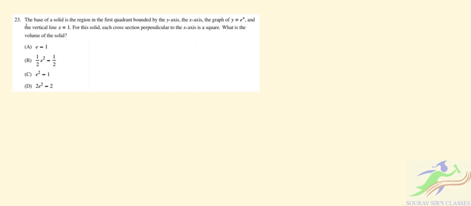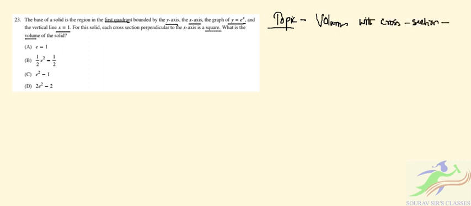Question number 23 is saying that the base of a solid is the region in the first quadrant bounded by the y-axis, the x-axis, the graph of y equal to e to the power x, and the vertical line x equal to 1. For this solid, each cross section perpendicular to the x-axis is a square. Then we have to find the volume of the solid. So this topic is volumes with cross sections: squares and rectangles. Now let us see how to solve this problem.